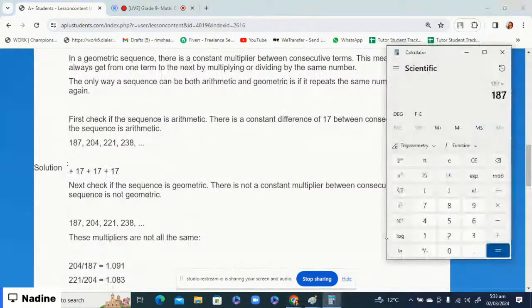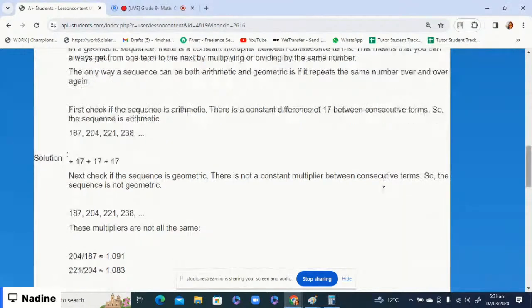187 times 2, the answer is 374, but here it is only 204. So we can say that this is not geometric. This is only arithmetic. Okay.